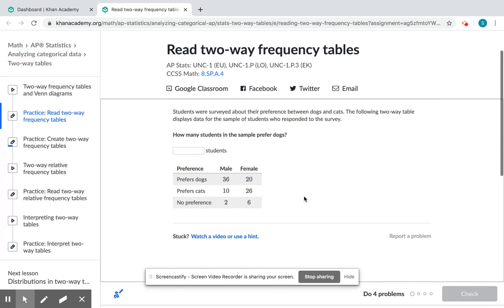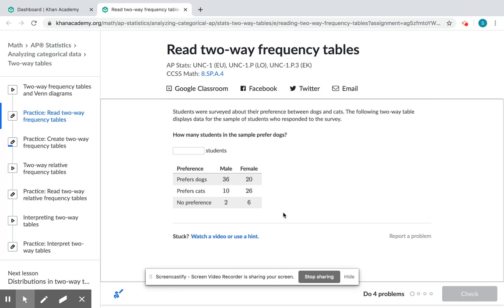So I'm just going to read the question first. Students were surveyed about their preference between dogs and cats. The following two-way table displays data from the sample of the students who responded to a survey, right? So they gave out this survey, I guess to some of the male students and some of the female students, and they would write whether they prefer dogs, whether they prefer cats, or whether they really have no preference, right? So all this data that was given out was just divided up like this.